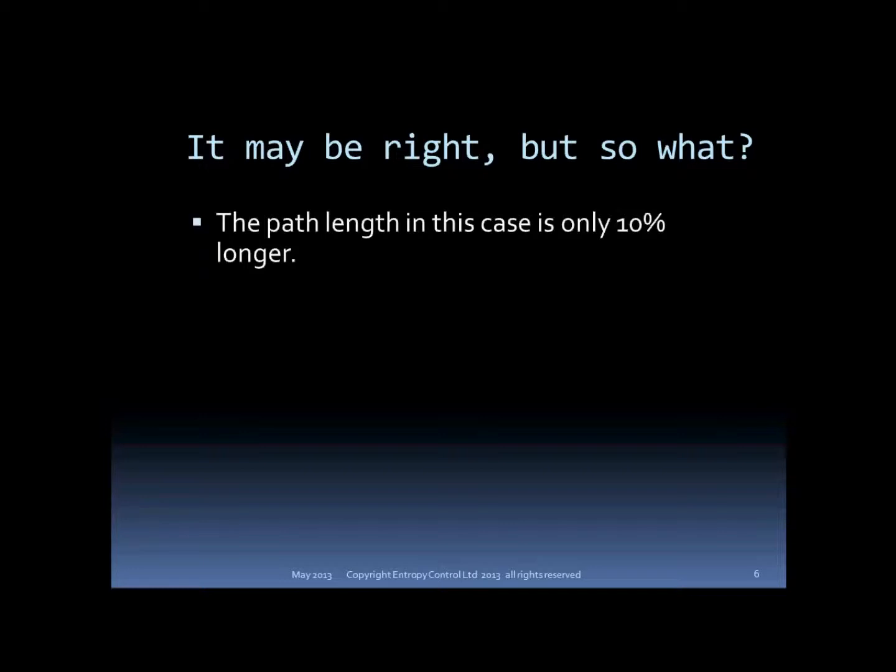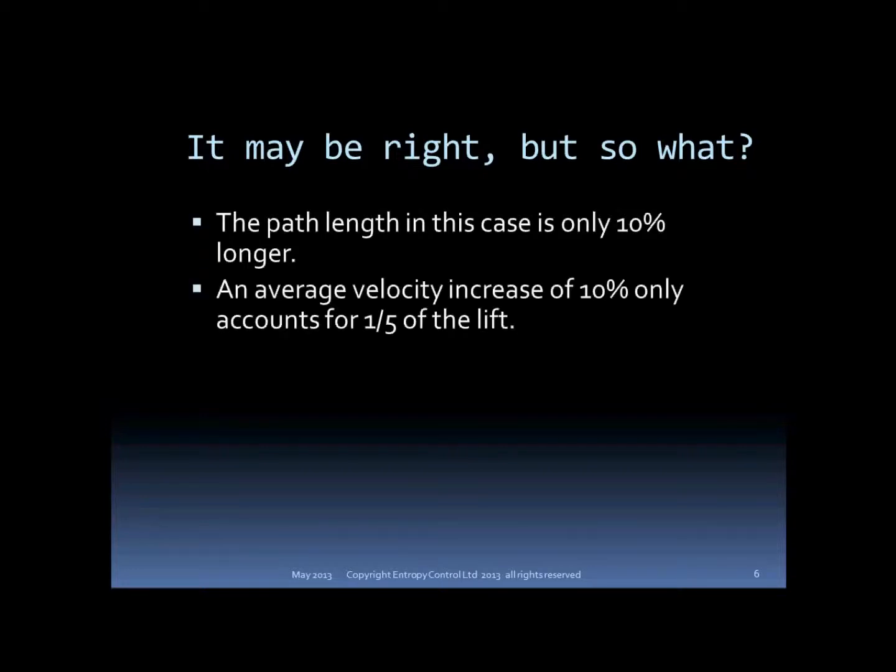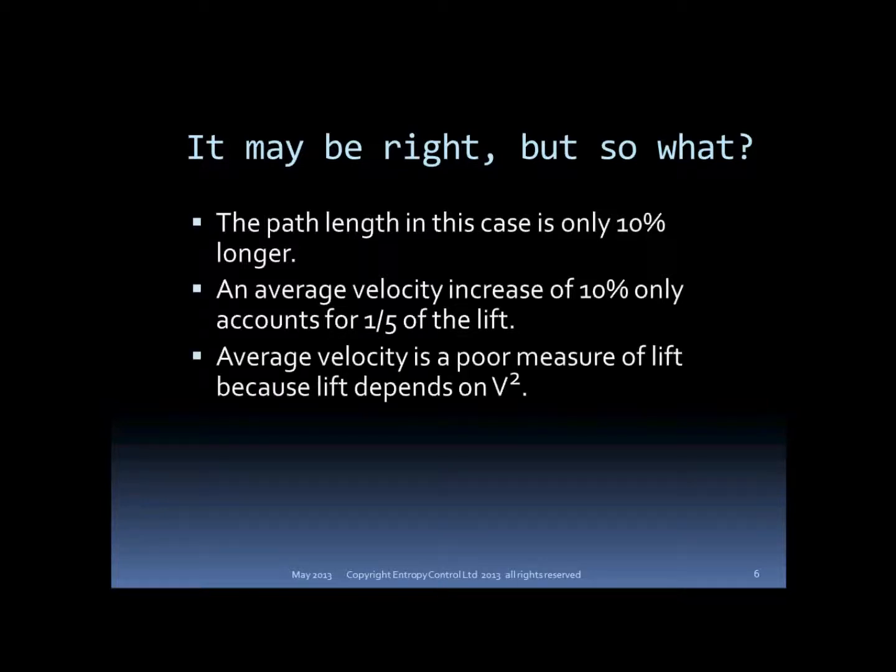Firstly, a 10% increase in average flow doesn't seem very much, and it isn't. In fact, if you assume the increase in velocity is a uniform 10% over the whole top section, it accounts for only about 1/5 of the actual lift that you get. The reason is that the pressure drop depends on v squared, so the average velocity is a very poor measure of anything. The true answer lies in the detailed velocity distribution. For instance, the velocity near the nose is almost twice the free stream velocity, and most of the lift occurs there.